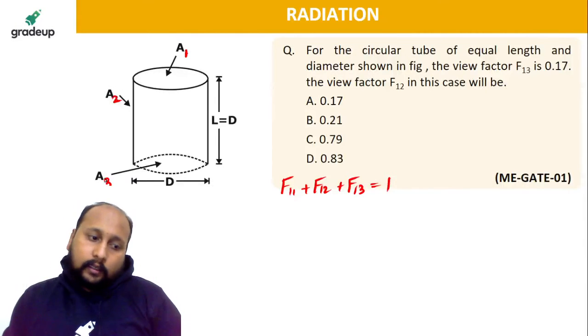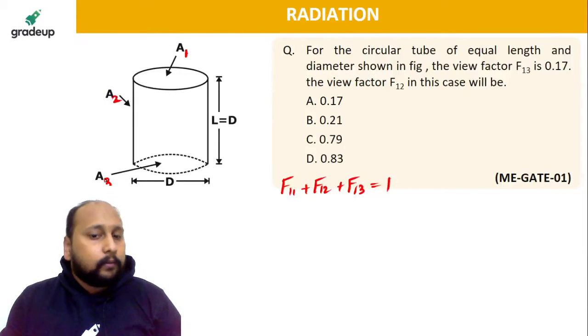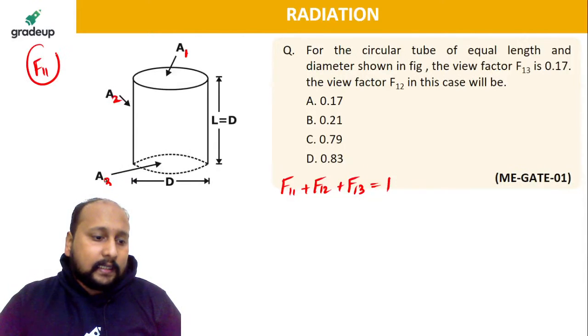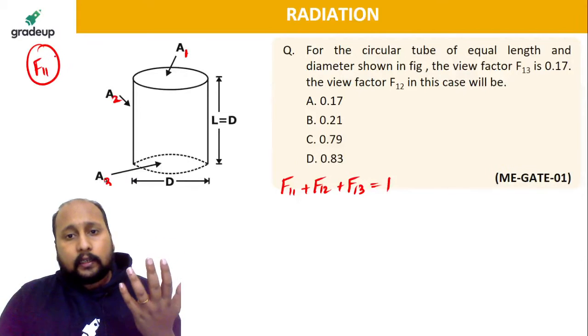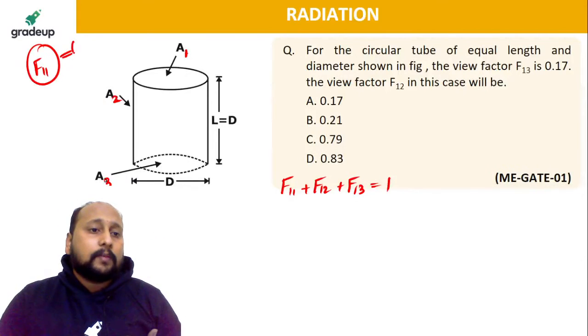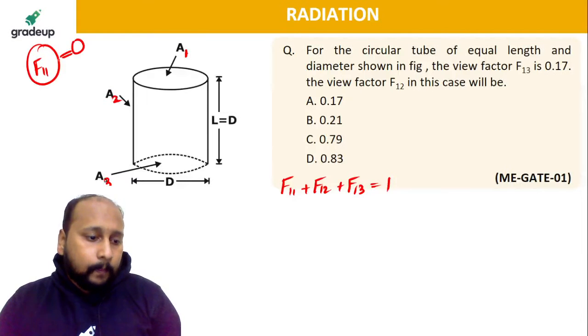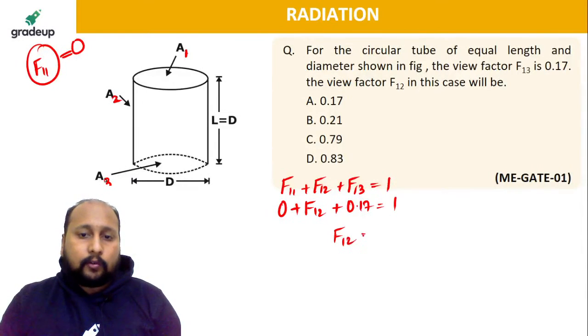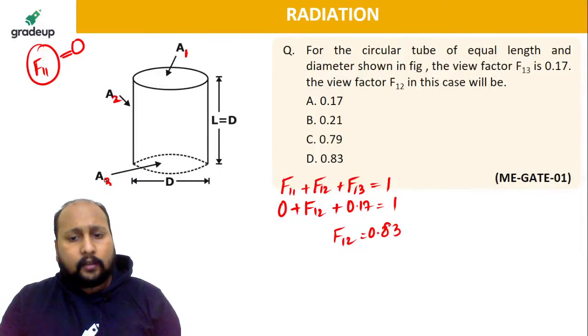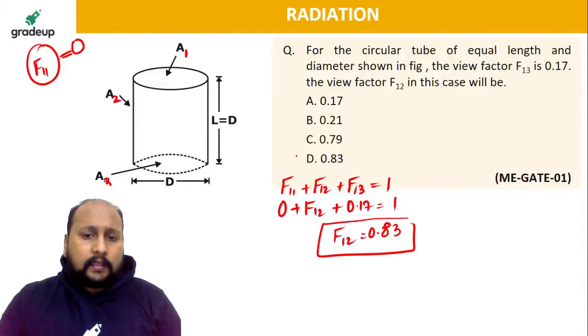Very good. Correct, Mukil. Vivekananda, very good. Absolutely correct. F11: surface 1 is a flat surface, and we know that from a flat surface, the shape factor to its own surface will always be equal to 0. Very good, Krupa. So this is 0. F12 you have to calculate, and F13 is 0.17, equal to 1. We can directly say F12 is equal to 0.83. Easy question.